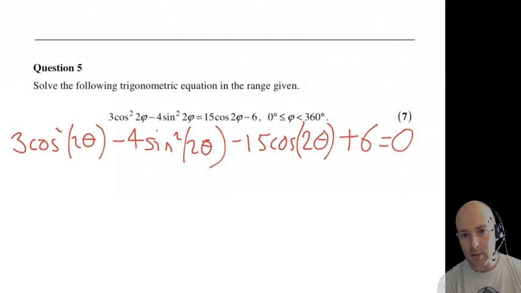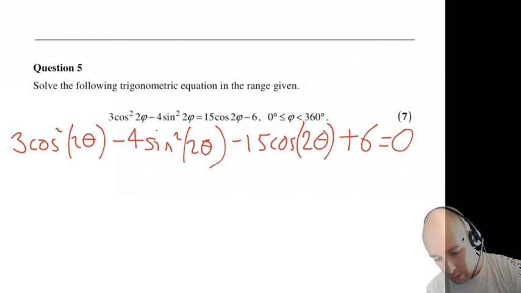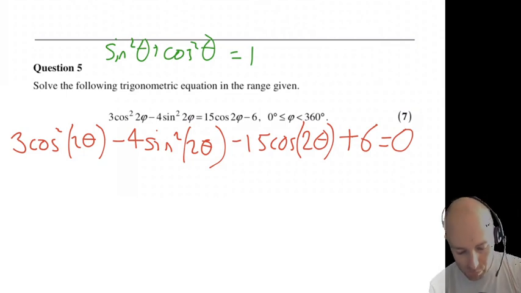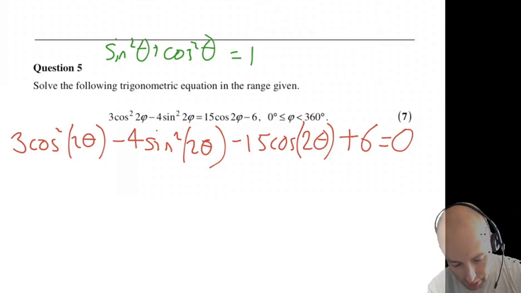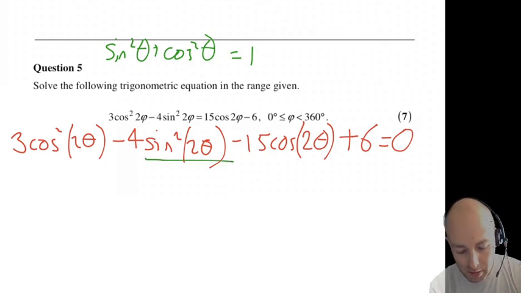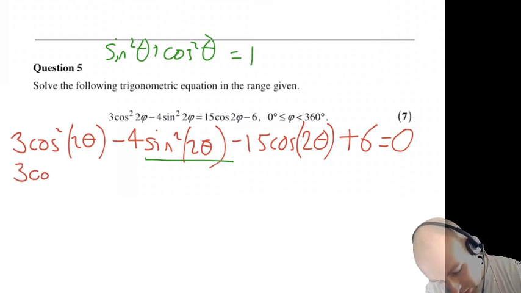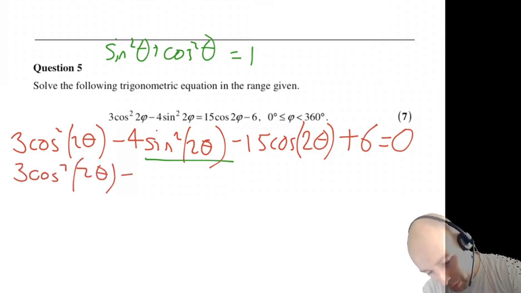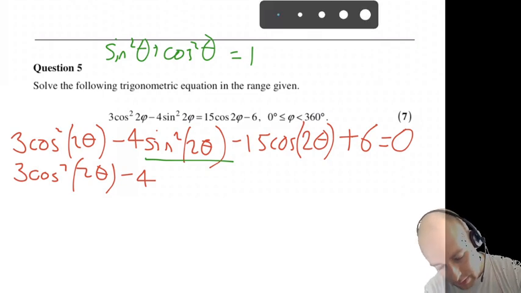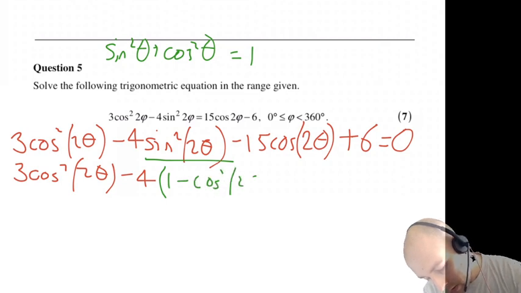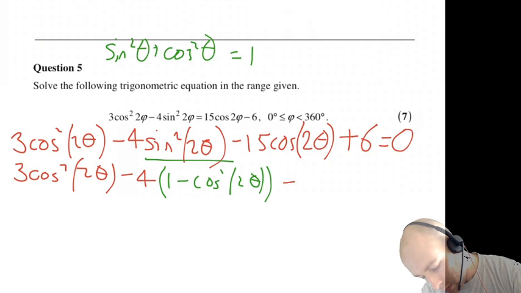At the moment, we've got a mix of sine and cos, so we're going to change the sine squared into a cos squared using the fact that sine squared theta plus cos squared theta equals 1. So we can say sine squared is 1 minus cos squared. So let's write that out again, but with our substitution. 3 cos squared 2 theta minus 4. Put brackets in, make it really clear to you guys what we're doing. Instead of sine squared, I'm going to say 1 minus cos squared 2 theta, minus 15 cos 2 theta plus 6 equals 0.